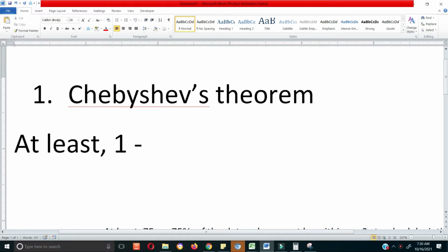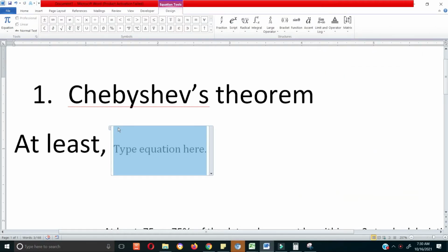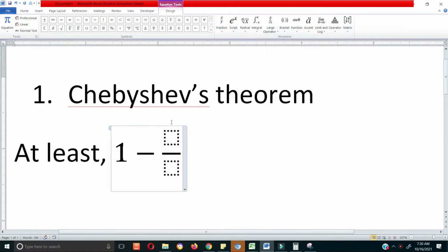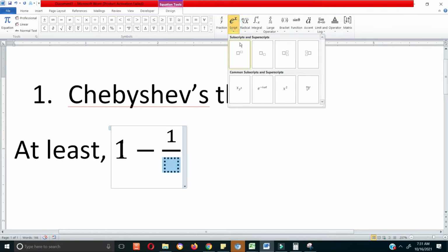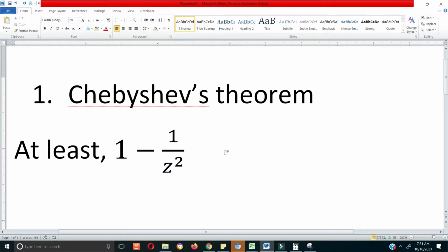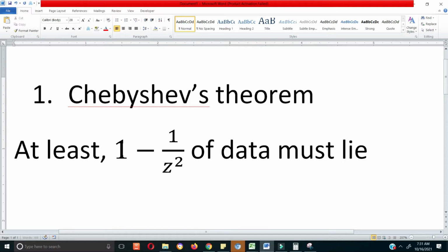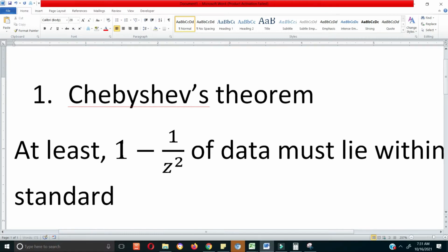1 minus 1 over z squared. So at least this proportion of your data, 1 minus 1 over z squared, of your data must lie within z standard deviations of the mean.